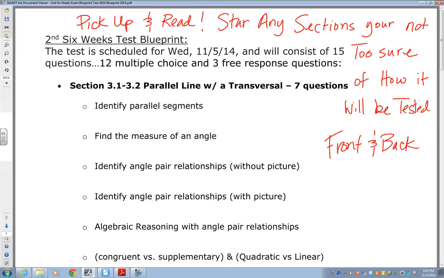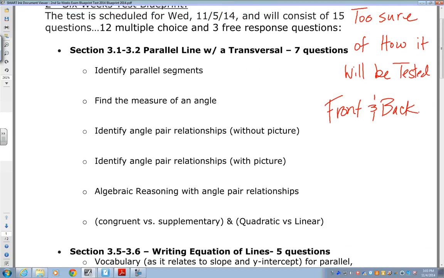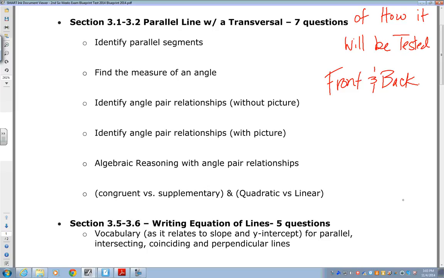So, from this section, the first section you have here is dealing with parallel lines with transversals. So, anything that you are questioning about the bullets, Charles? Identify angle pair relationships. Okay, with or without a picture? I just don't know what it means. Big words. I'm sure once you point it out, I'll know what it is.